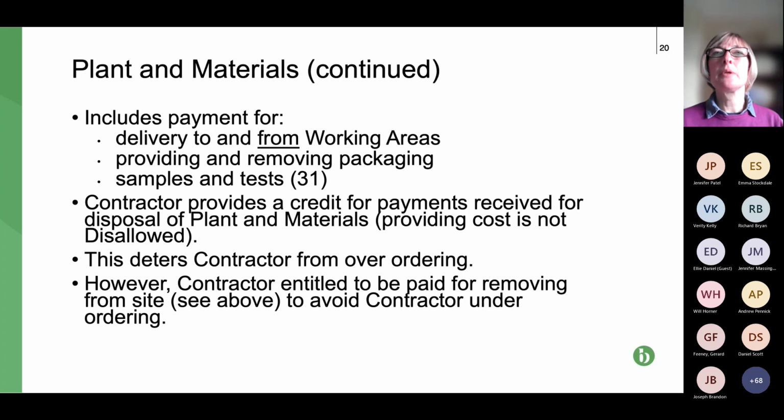So this is quite similar to the equipment, in that it includes the ability to claim for the cost of delivering plant and materials to site, to working areas, and removing them if there's been an over order. It also covers providing and removing packaging, also sampling and testing for plant and materials. So this is where it kind of brings home that it is quite detailed and quite specific what you can claim.